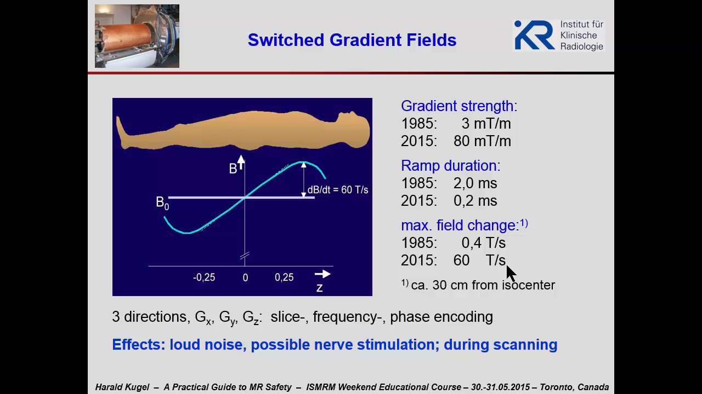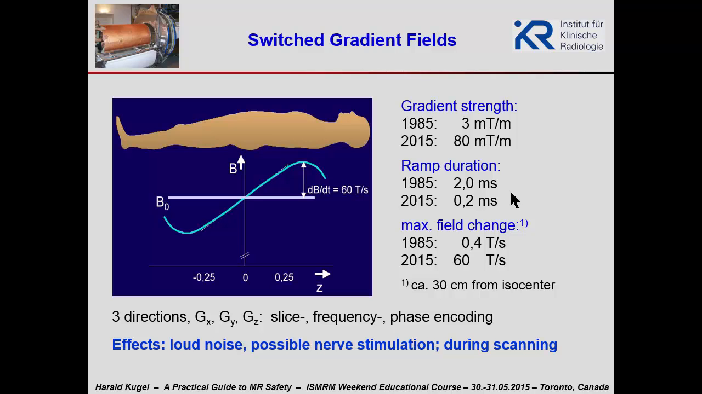What's the effect of the switched gradient fields? Well, the gradient fields, as they are switched in the audio frequencies, are responsible for the very loud noise. The other is a possible nerve stimulation. Why this? You see, we have ramp durations in the order of milliseconds or fractions of milliseconds. This is fast, but not very fast.